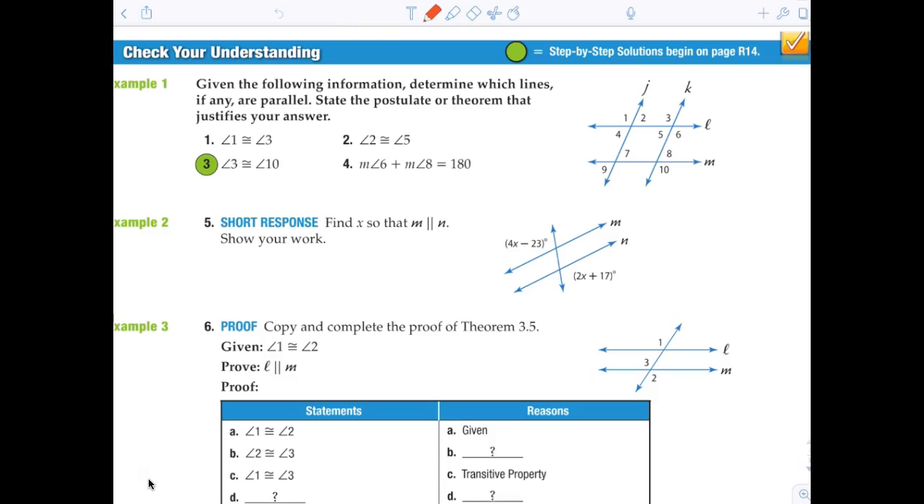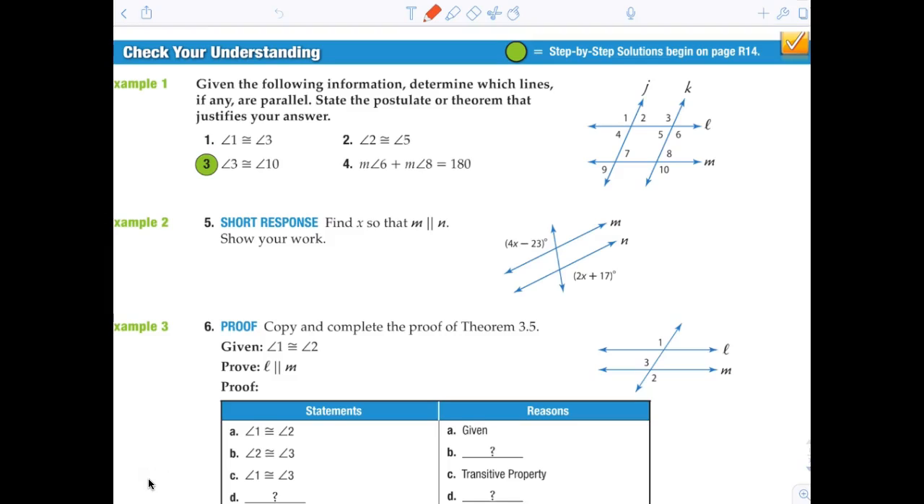As I tried to tell you, I thought it was a little weird that you're going to prove that alternate interior angles are congruent by using the corresponding angle postulate. So bear with me on this. Again, if corresponding angles are congruent, the lines are parallel. If alternate interior angles are congruent, the lines are parallel. If alternate exterior angles are congruent, the lines are parallel. And finally, if consecutive interior angles are supplementary, then the lines are parallel. That's what we're looking at.